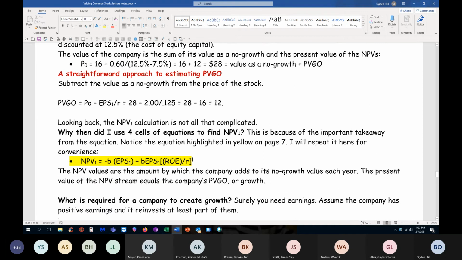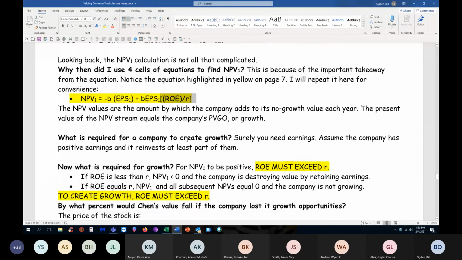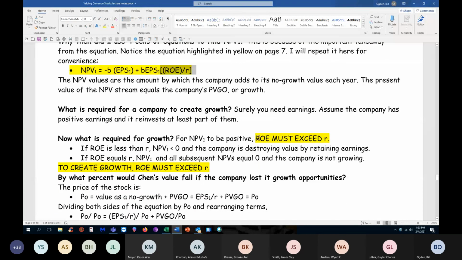And then, again, to emphasize, this was not a difficult equation, so I used 4 cells to come up with it. Why? Well, because this is the important part. Here's your takeaway right here. And again, that is, for a company to create growth, ROE must exceed R. And that's what I've tried to demonstrate here. And here it is. I got it in bright yellow. ROE must exceed R to create growth. So to create growth, ROE must exceed R.